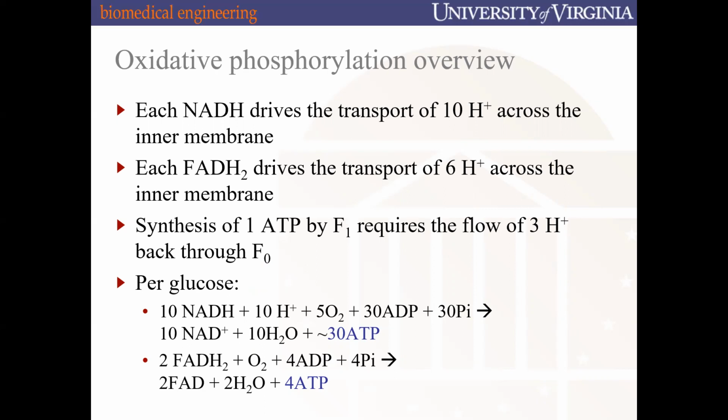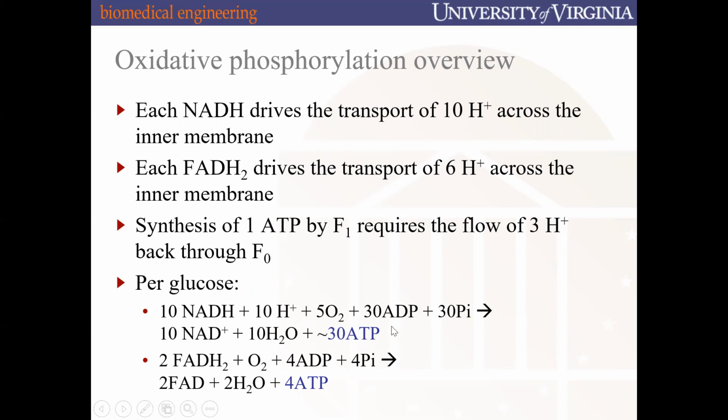If you also remember that it takes 3 protons to be pumped back through the ATP synthase to generate 1 ATP. So we have to divide this number 100 by 3, giving us 33.3 ATPs. But you see that we round down to 30 ATP molecules generated.